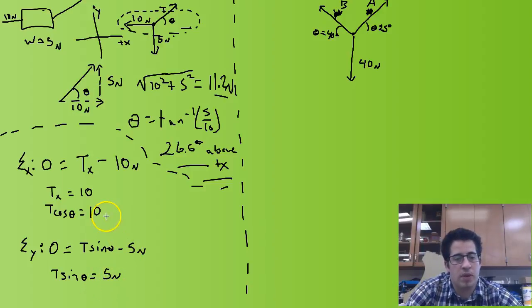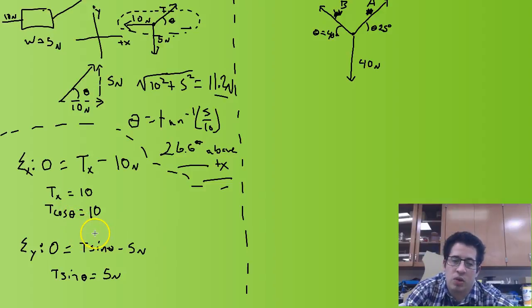Okay, and so from here, what we can do is put these equations together. For this one I would actually recommend that you solve them both for T and set them equal to each other. You could divide them, or you could solve for theta and set them equal to each other. I'm not going to do that because that's going to be too much work.